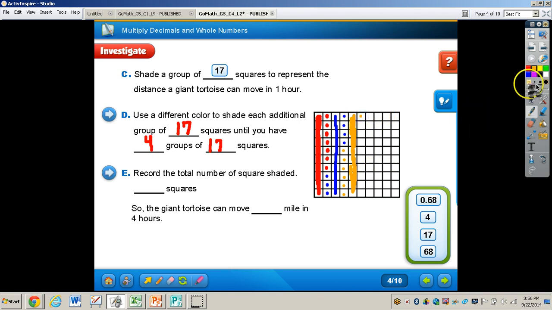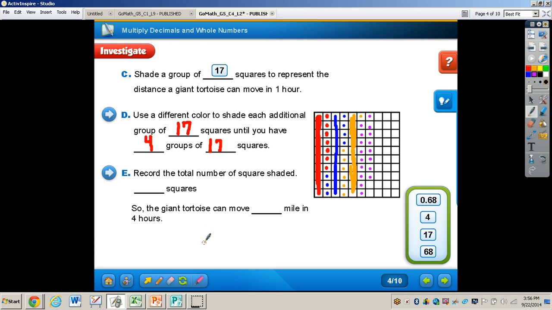Now, one more different color of ink, and I want you to do this along with me. We have 9 here going down. Okay, and then we need 8 more. So 9, 10, 11, 12, 13, 14, 15, 16, 17.